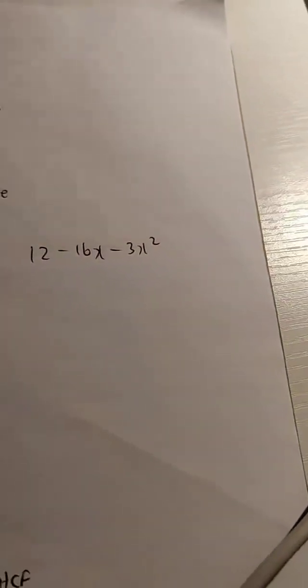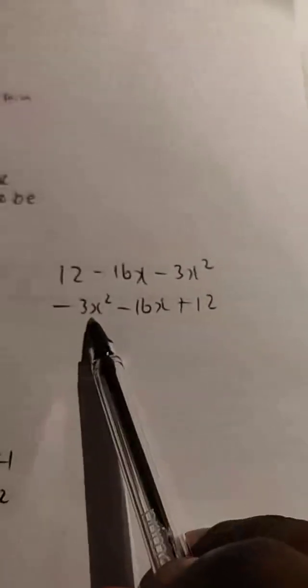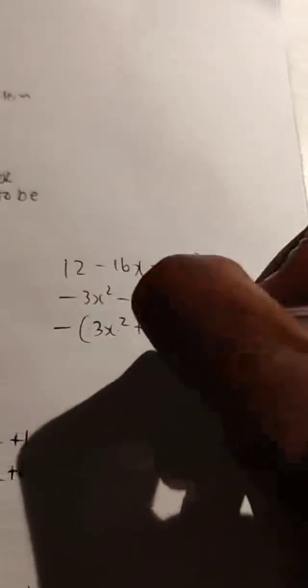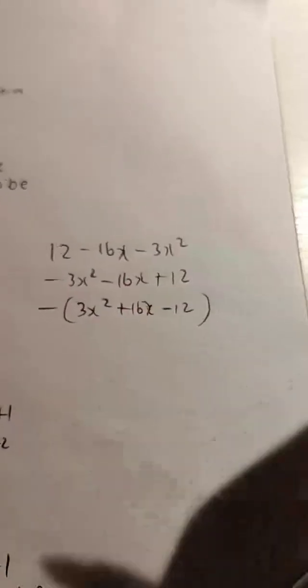Okay. We look at another one, 12 minus 16x minus 3x squared. This one is a typical expression that is not in the regular standard form. So what I'm going to do is first and foremost rearrange this to become negative 3x squared, followed by negative 16x plus 12. Then take out the negative highest common factor and get 3x squared plus 16x minus 12.